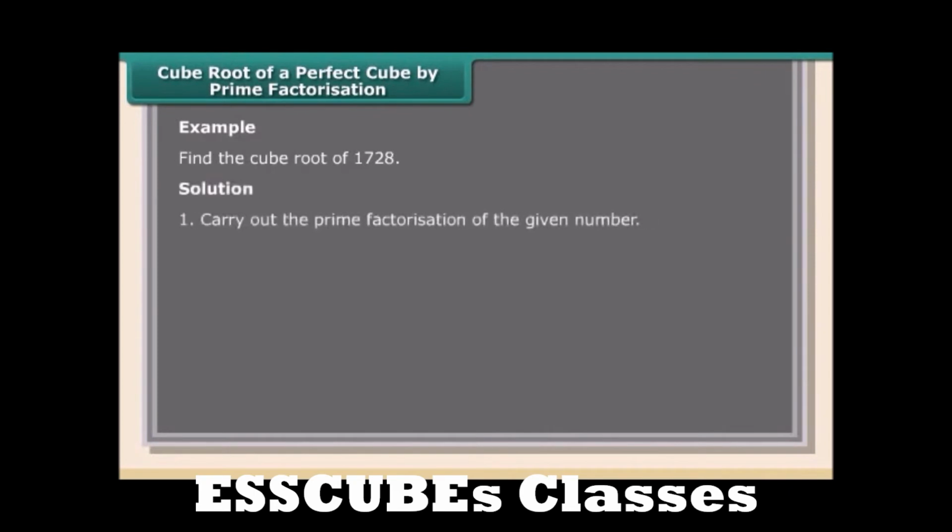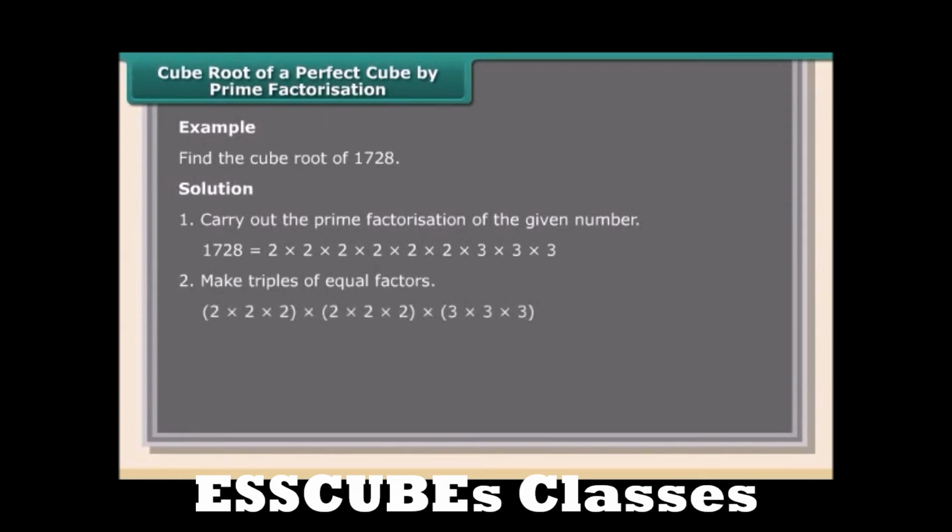Cube root of a perfect cube by prime factorization. Example: find the cube root of 1728. Solution: carry out the prime factorization of the given number. 1728 is equal to 2 into 2 into 2 into 2 into 2 into 2 into 3 into 3 into 3. Make triples of equal factors: 2 into 2 into 2 into 2 into 2 into 2 into 3 into 3 into 3.